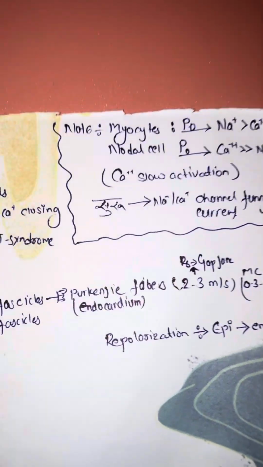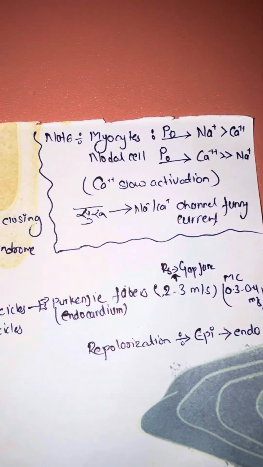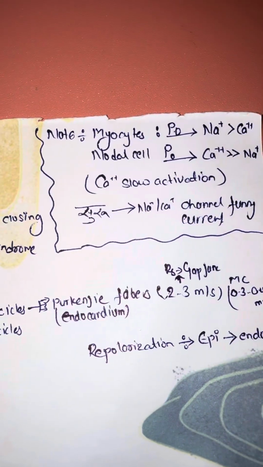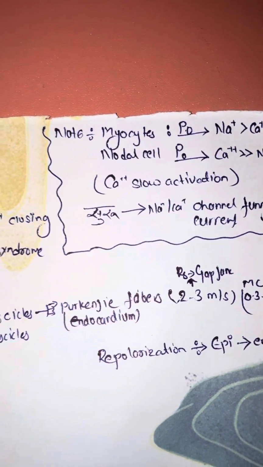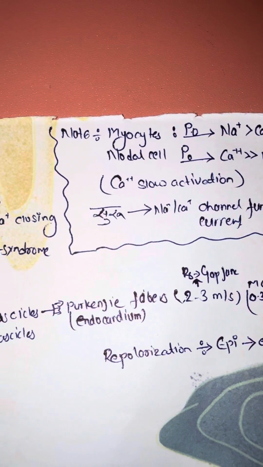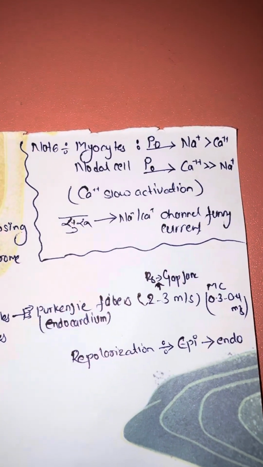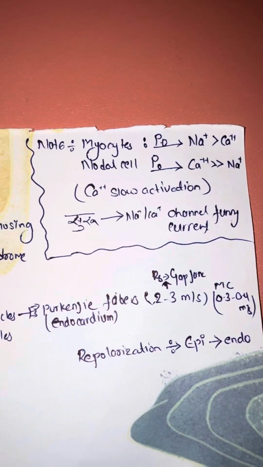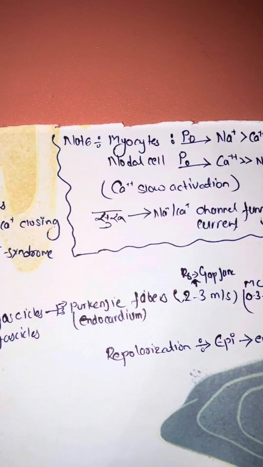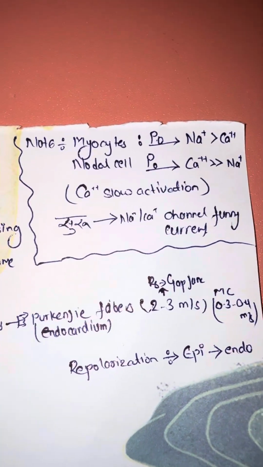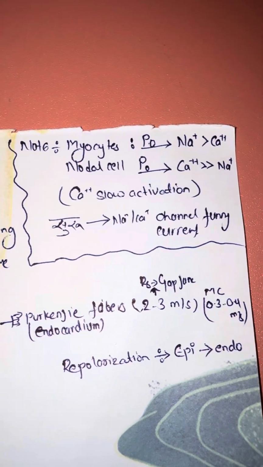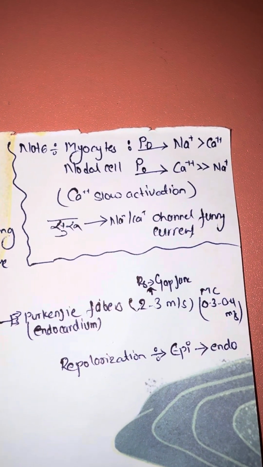So before starting all these things, we have to keep something in mind. What are they? First, in the heart there are two kinds of cells. One is the myocytes, and second is the nodal cells. If you look at the myocytes, what causes phase 0 in the myocytes? Sodium channels are involved rather than the calcium channel.